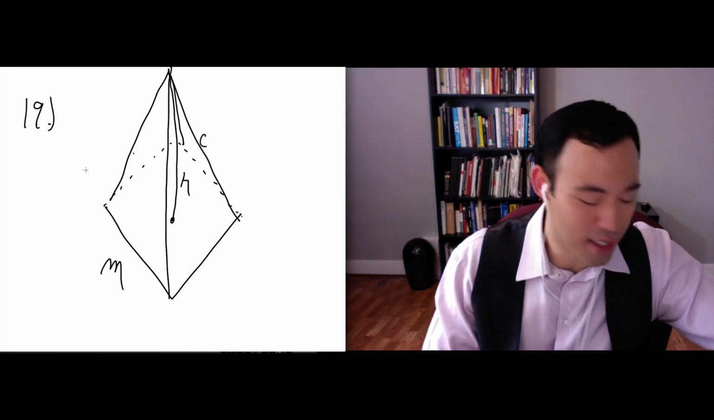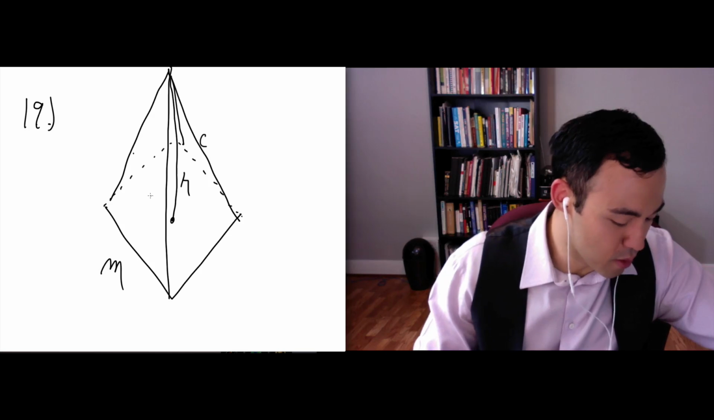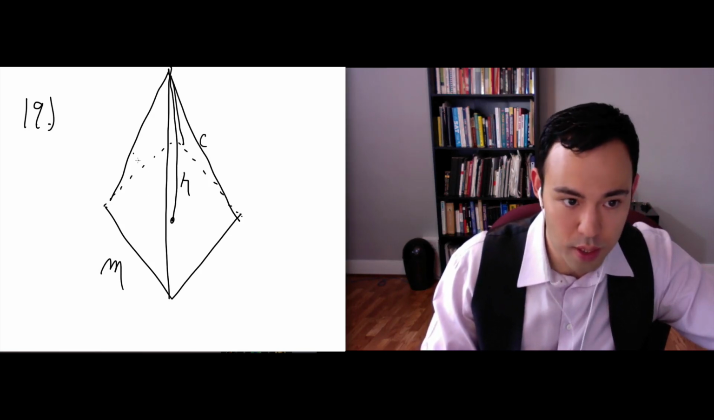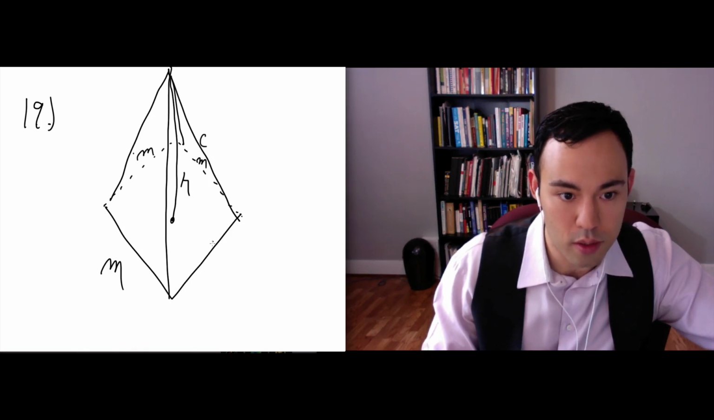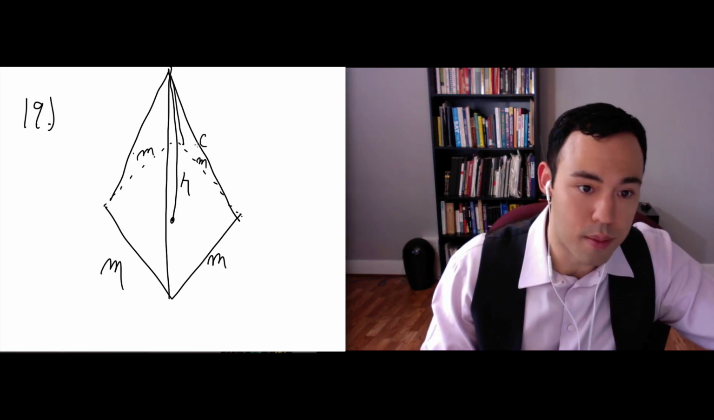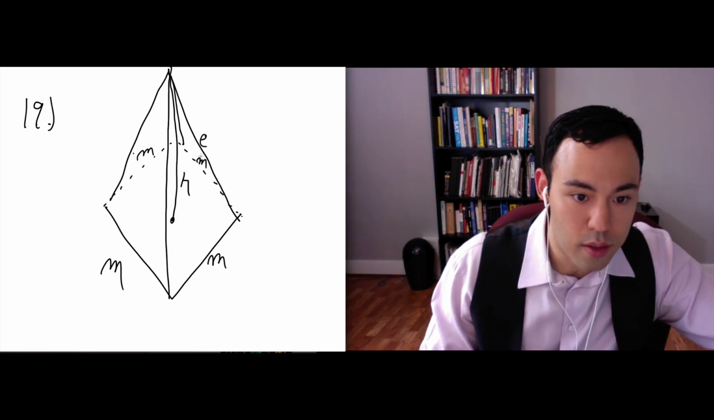All right, number 19. The pyramid shown above has an altitude of h, and a square base of side m. Since the base is square, we know that all of these sides are equal to m. The four edges meet at V, the vertex of the pyramid, and each have length e. And let's see, okay, here's our length e.